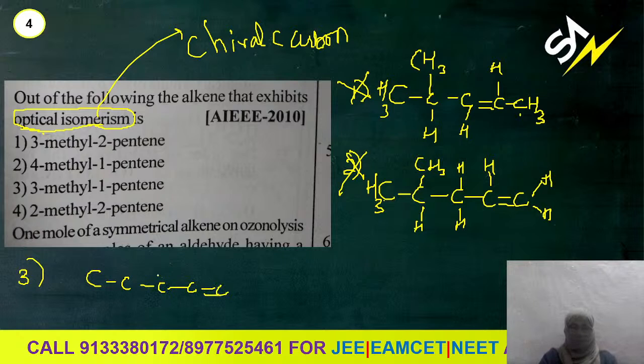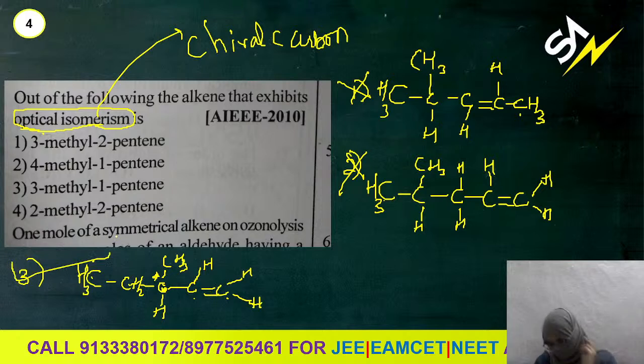1 pentene, 3 methyl, so I'll put the CH3 here, CH3 here, hydrogen 2 here, 1 H here, H here. So do you think this is a chiral carbon? No. This one I find is a chiral carbon. That means this is not a chiral carbon, but this one I found as a chiral carbon, because CH3, C2, CH3, H, and this carbon is attached differently. And the answer is going to be the third one.